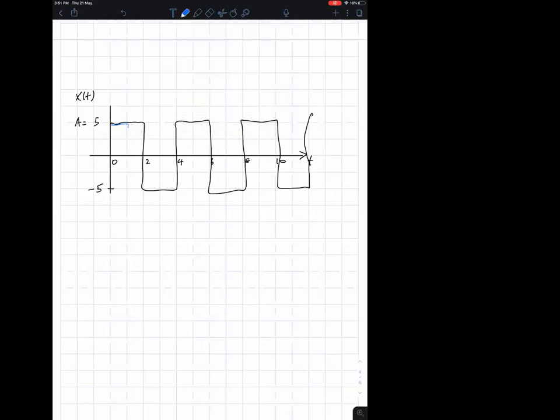Then it's also possible that I change the period. So now the period is shorter. The period is T equal to 2 now.